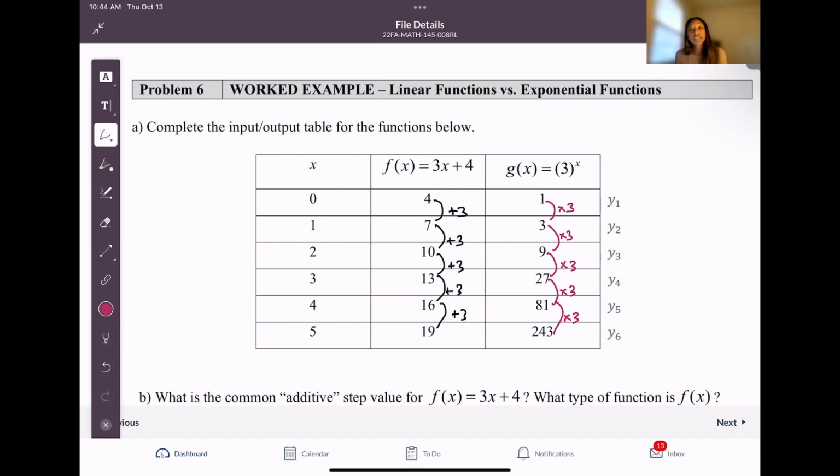So when we're looking at a table of data, if we notice that to get from one output to the next, we add the same number over and over, the outputs are changing by addition, that's linear. But if the outputs are changing by multiplication, that represents exponential functions. And the number that we multiply tells us our base or our growth factor. So b equals 3, m equals 3. And for linear, the number that we're adding gives us the slope.